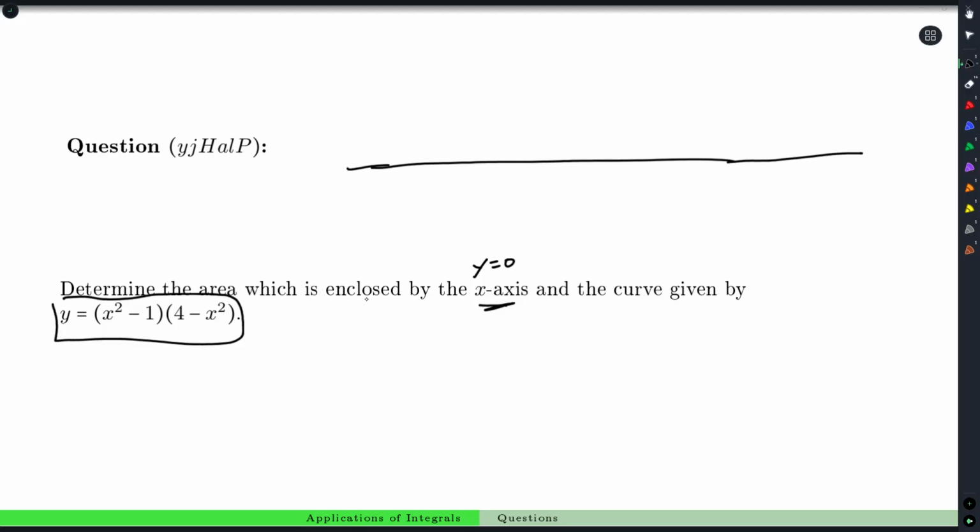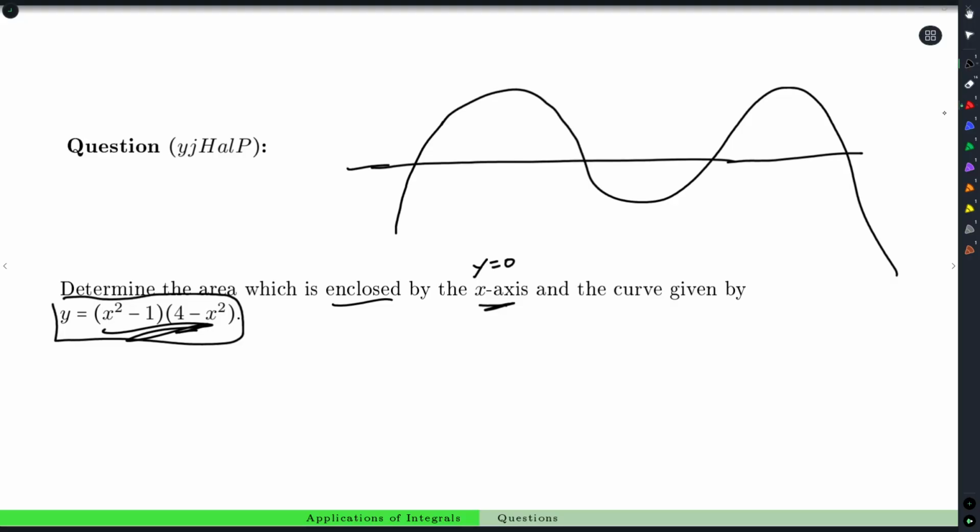Okay, and we're talking about the area enclosed. So it might at first glance look like, oh, we just want the area under this thing. No, because what this curve does, it's downward facing. So it's going to look roughly like this. Something like this.